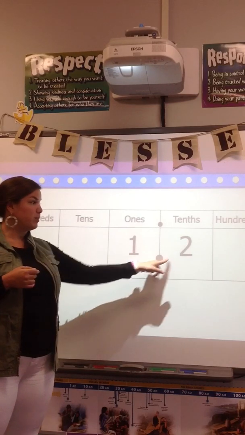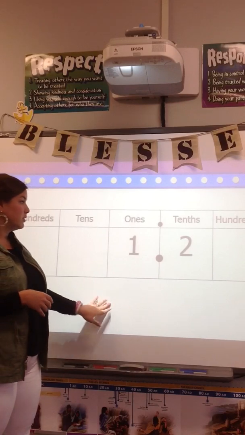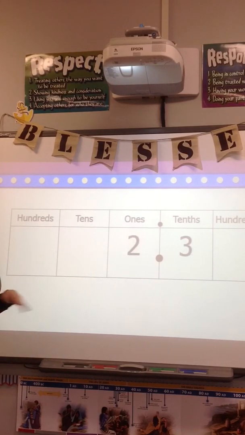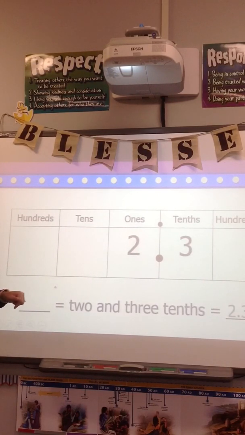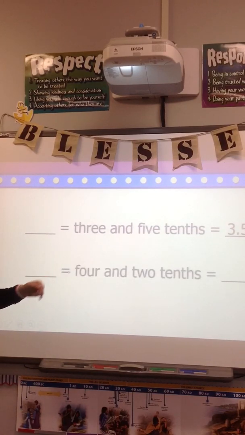Okay, this is 1.2, or it's 1 and 2 tenths. In a minute, we'll come back and look at the fraction for that. 2.3, or 2 and 3 tenths. 3 and 5 tenths would be 3 wholes and 5 tenths, which is half, right? 3 and a half. 4 and 2 tenths is 4 wholes and 2 tenths.